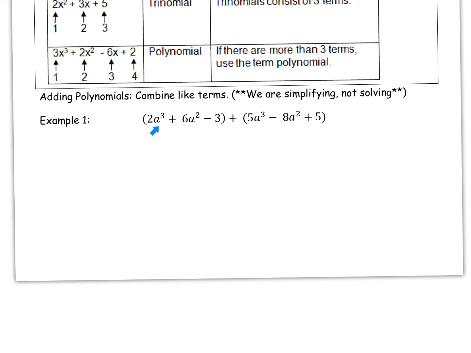Here we have, in this first grouping, we have 2a to the third plus 6a squared minus 3 plus 5a to the third, or 5a cubed minus 8a squared plus 5. Okay, so let me go ahead and write all these together without the grouping. So be sure you understand this plus sign means we're going to be adding each one of these individual terms. Now, inside here, this is a minus 8a squared. So we're going to be adding a negative 8a squared, which we could just write as minus 8a squared.